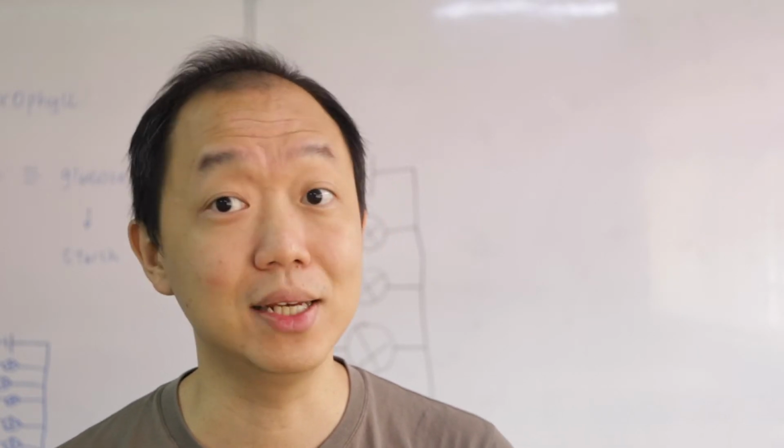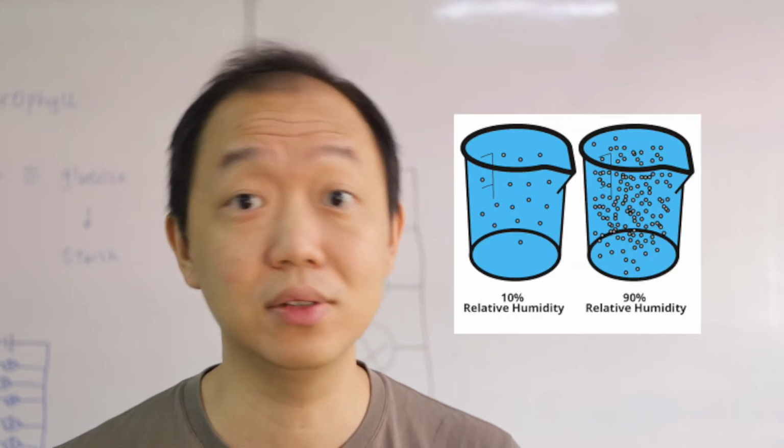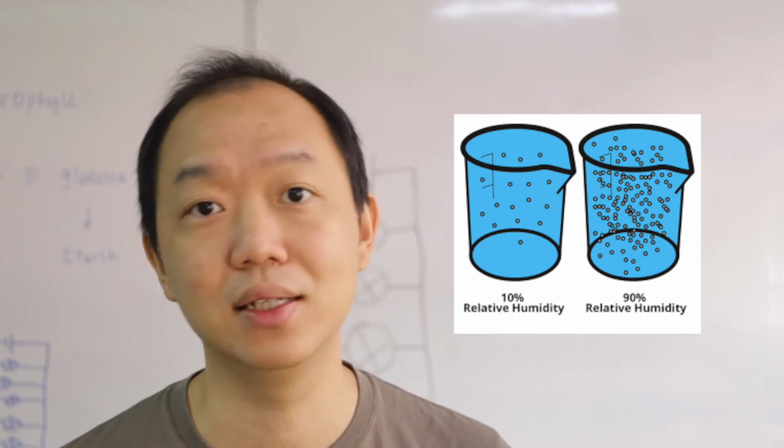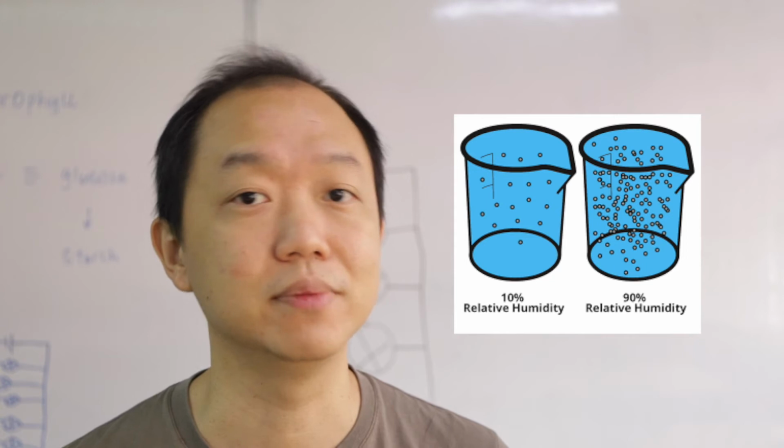Lastly is humidity. So the humidity refers to the amount of water vapor in the air. So the higher the humidity of the air, the slower is the rate of evaporation.